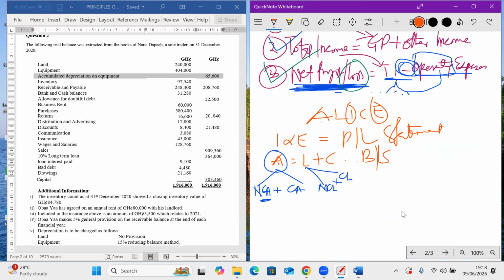So for us to find total assets, what and what do we need? We found non-current assets. What are we left with? Current assets. We want to find total current assets.